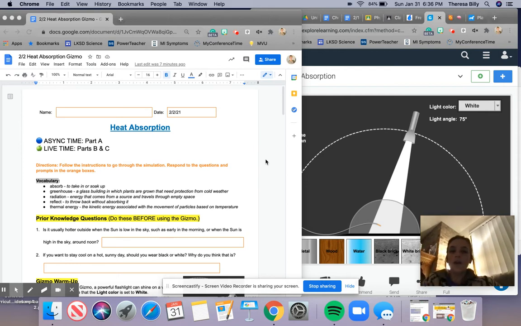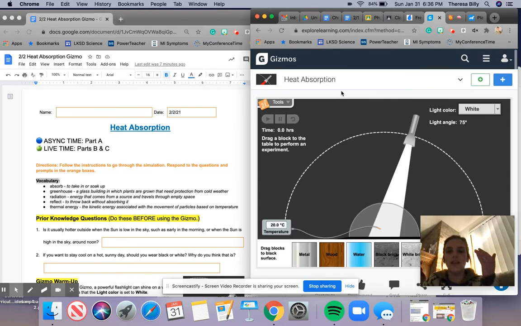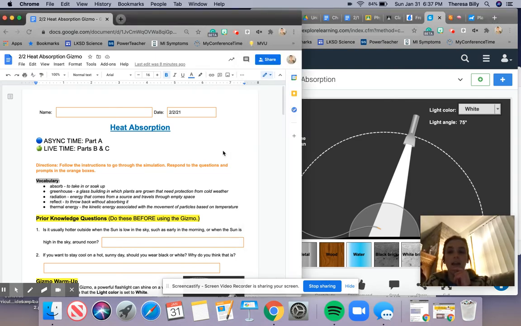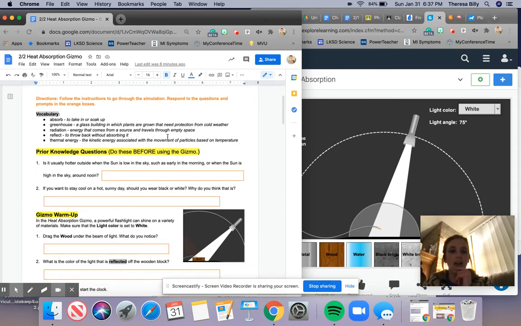All right. So, you guys will get an email with your login to Gizmos. You go to explorelearning.com, log in, and when you click on the chemistry class, you should see the gizmo that's called heat absorption. We haven't done a gizmo in a while, so just a reminder, click launch, and that will bring you to the official gizmo that you're working with. If you have your screen set up like mine, it's super easy to run through this. Let's go ahead and get started.